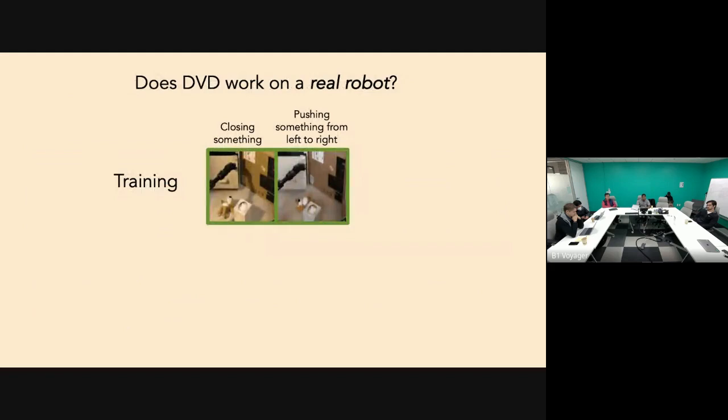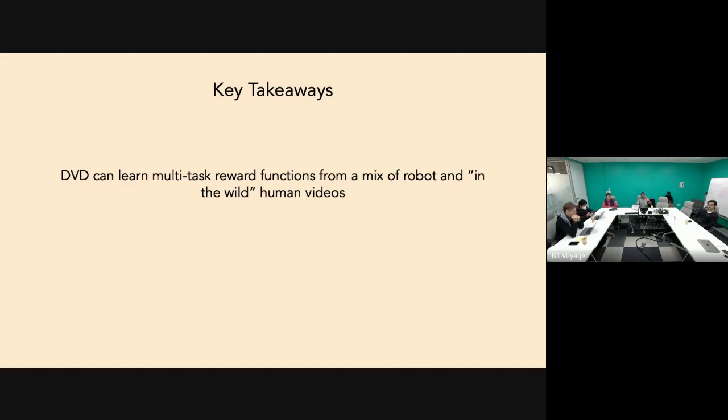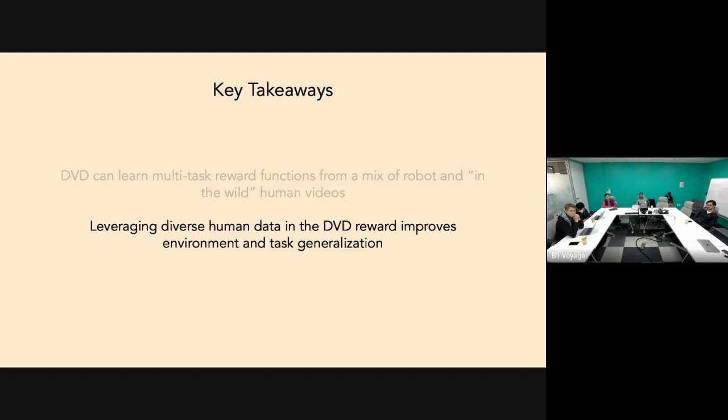I'll just skim over this for now, but we found that the same result holds on a real robot as well. Great. So the key takeaway here is that with DVD, you can learn multitask reward functions on a mix of robot and in the wild human videos. In the wild here just means people interacting in the real world, as opposed to human videos from a constrained lab environment. And leveraging this diverse human video data in DVD allows it to generalize better to unseen environments and tasks.